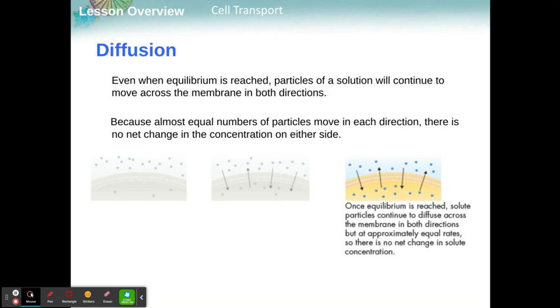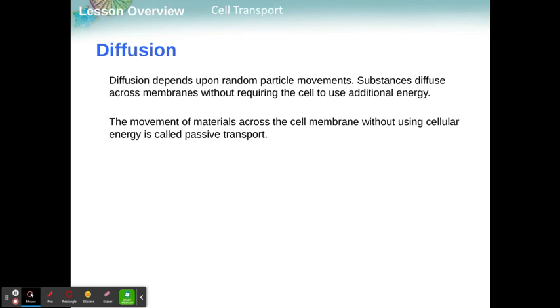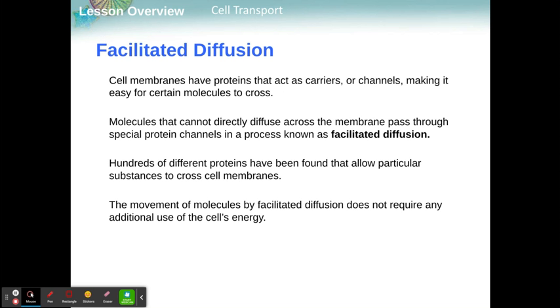So even when equilibrium is reached, the particles will continue to move in both directions across the membrane because there is no change in concentration. Now, it depends on random movements of particles, and they diffuse across membranes without requiring the cell to use additional energy. So we say that diffusion is passive. Now, the movement of materials across the membrane without using cellular energy being passive is very, very important. If we had to use energy for the movement of every substance, it would take huge amounts of energy, and obviously we don't want to do that.